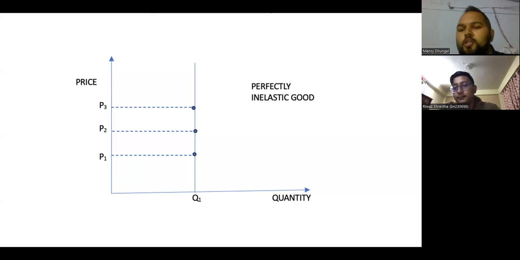Yeah. Until there are substitute goods for cigarettes, consumers will keep consuming; whether the price is low or high, they will consume in equal amounts.